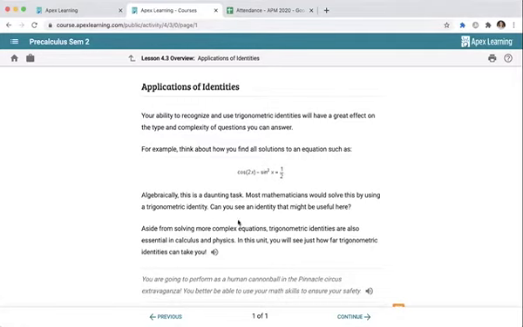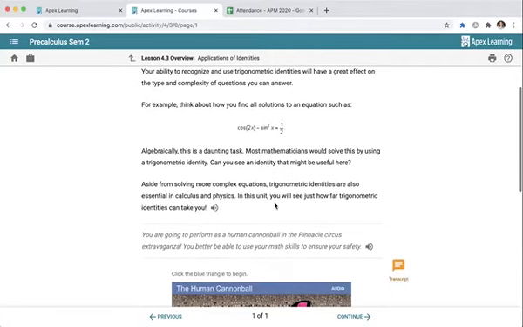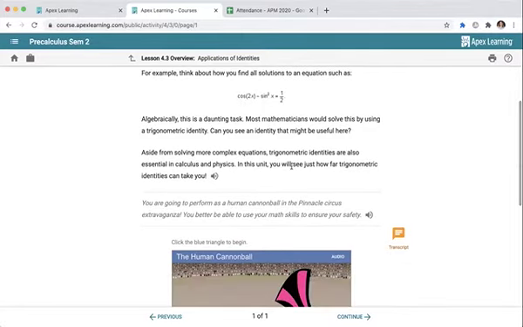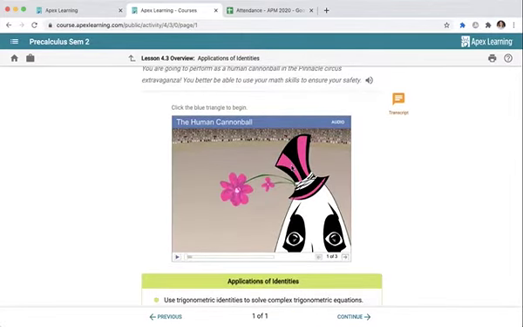But most people would solve this using a trig identity, right? They would combine it and try to make a trig identity here. All right. And we have some clues here in other things, right? Essential in calculus and physics to see how we could solve this even further. All right, so if we look at this first thing, obviously we're gonna use it later on.